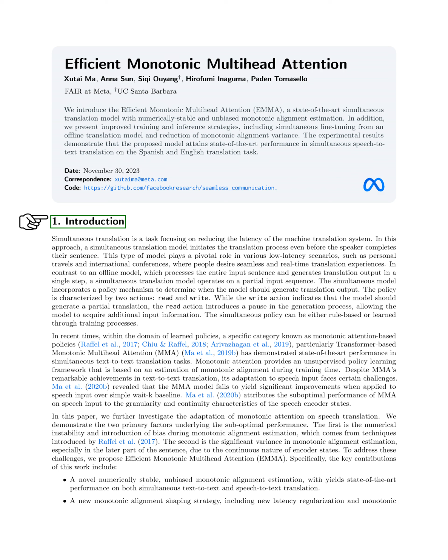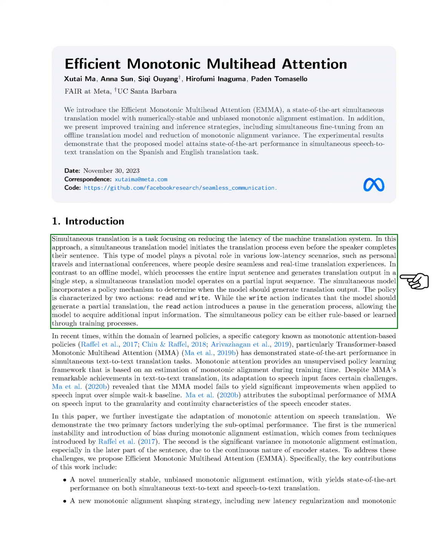Section. Introduction. We're going to talk about simultaneous translation, which is a method that aims to speed up machine translation systems. Instead of waiting for a speaker to finish their sentence, a simultaneous translation model starts translating while the speaker is still talking. This is particularly useful in situations where real-time translation is needed, like during international conferences or personal travels.